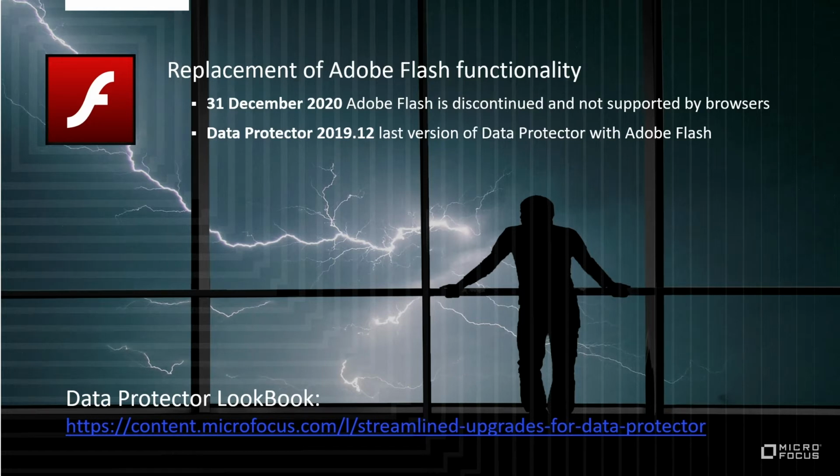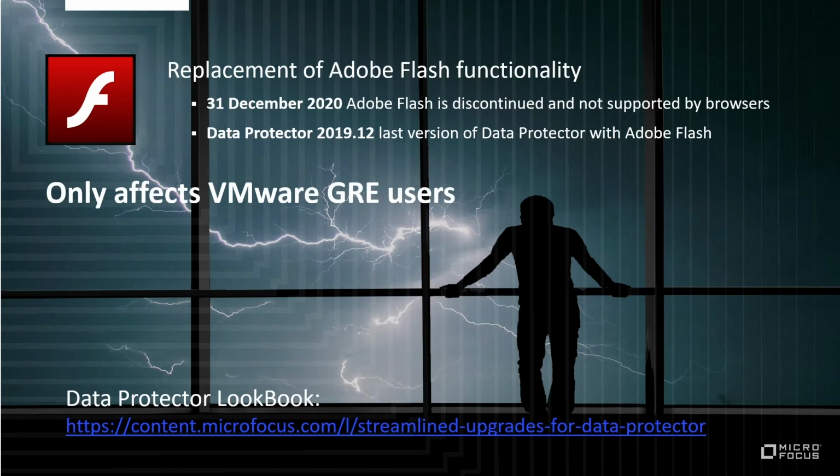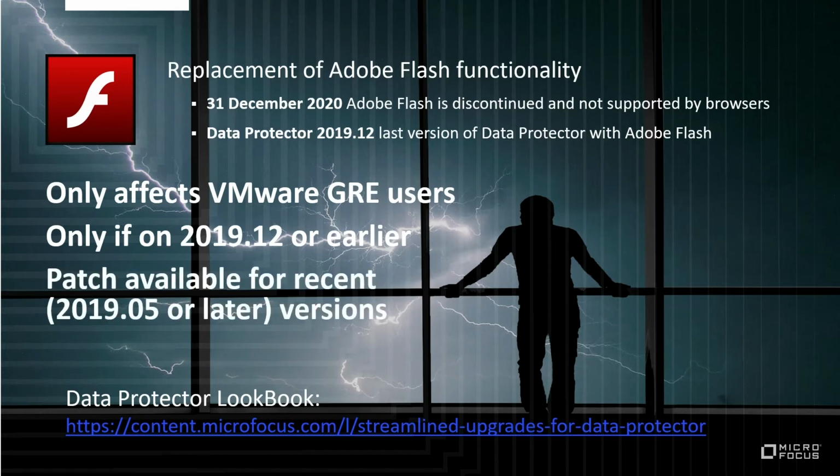Now, not everyone will be affected by the Flash end of life, as it was only in the VMware GRE code. And, as stated, it is only if you're running a version of Data Protector 2019.12 or earlier. For very recent releases, there is a patch available, but we do recommend in all cases that a full upgrade is performed. This will ensure all components of the product are in sync and you'll be able to take advantage of all the most recent enhancements.